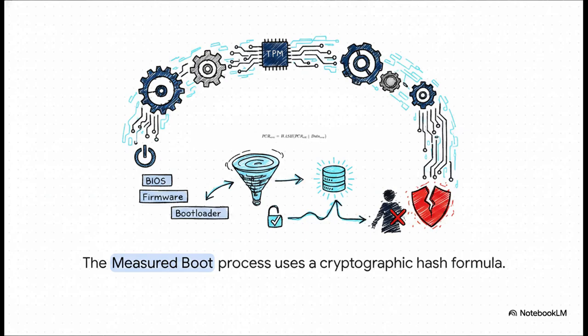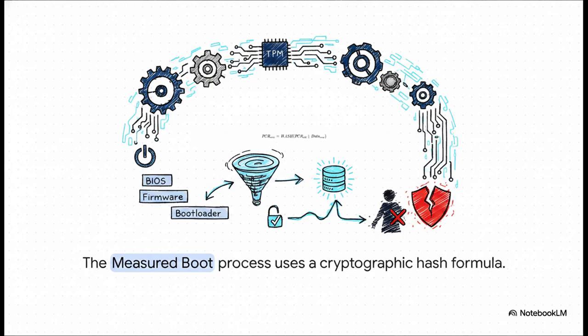You know when you press the power button on your computer? Right then, the TPM executes a measured boot. It calculates a cryptographic hash of every single boot component, the BIOS, the firmware, the bootloader, and extends it into platform configuration registers using a one-way mathematical function. Basically, it creates a cumulative, ordered digest of all the software that just executed.